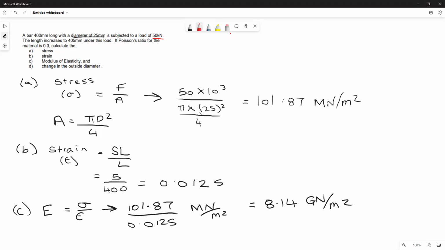Okay, so just highlight this here. In relation to the strain, 400 millimeters was the original length of the bar. The length increases to 405 millimeters, and that's a change of 5. This is where we've got this part of the working, and then 400 was the original.